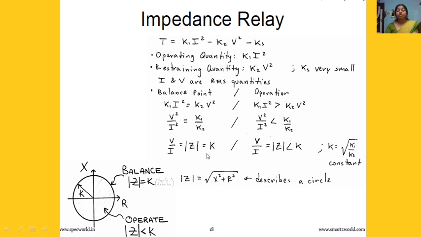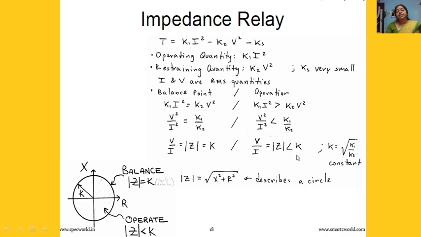So for operation, definitely the operating quantity should be greater than the restraining quantity. So K1 I square greater than K2 V square. If you reverse this, then V by I is less than under root of K1 by K2. V by I is our Z seen, and under root of K1 by K2 is a constant.